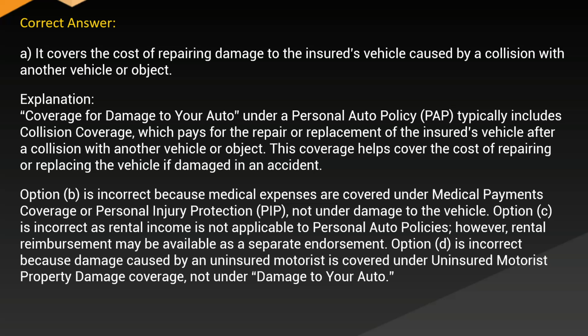Option B is incorrect because medical expenses are covered under medical payments coverage or personal injury protection (PIP), not under damage to the vehicle. Option C is incorrect as rental income is not applicable to personal auto policies. However, rental reimbursement may be available as a separate endorsement. Option D is incorrect because damage caused by an uninsured motorist is covered under uninsured motorist property damage coverage, not under damage to your auto.